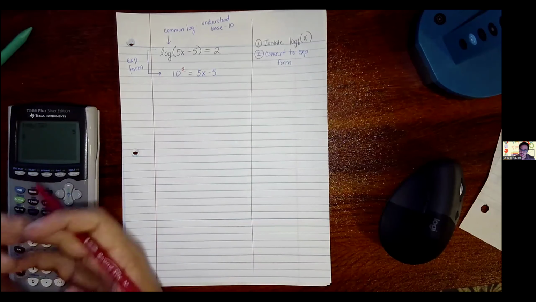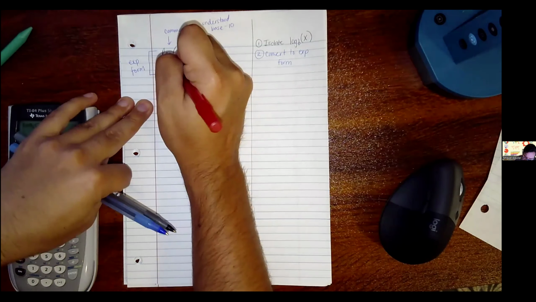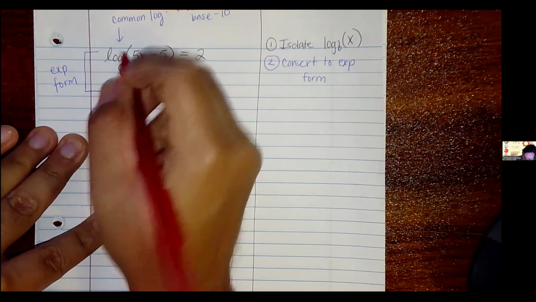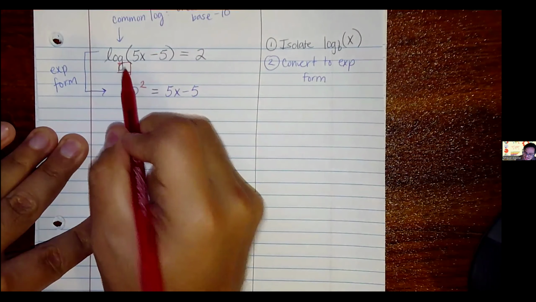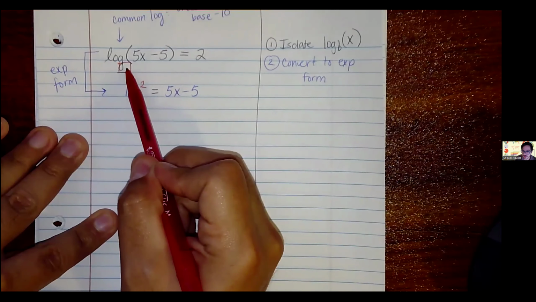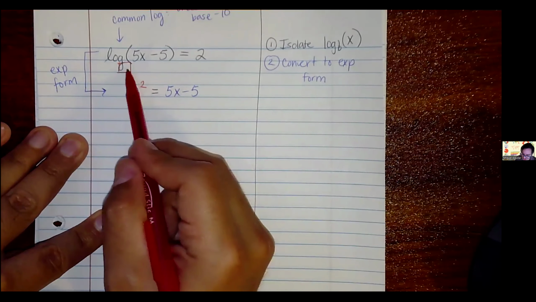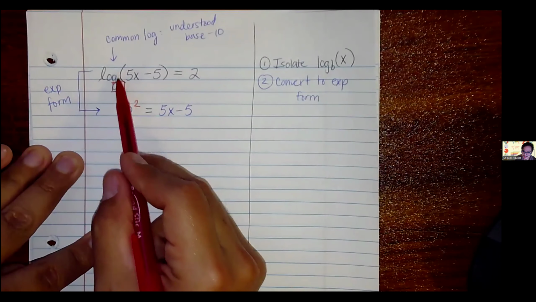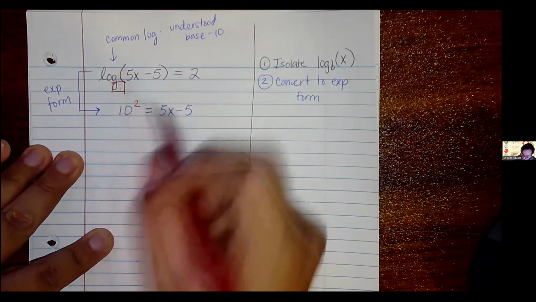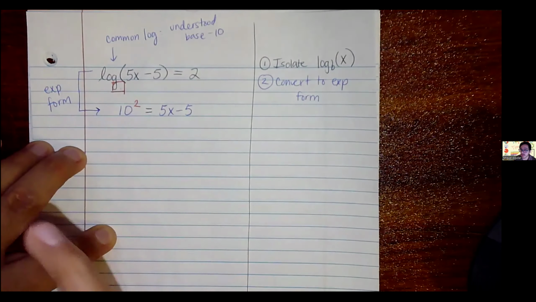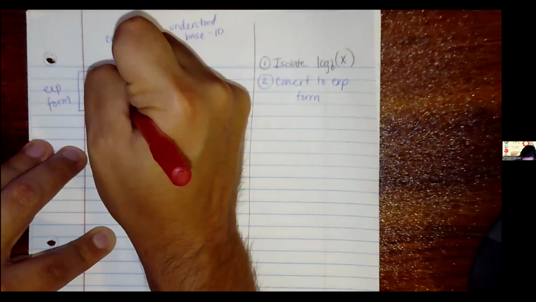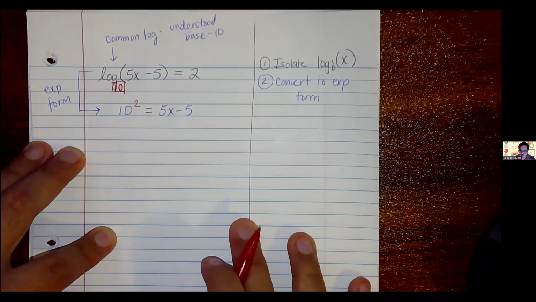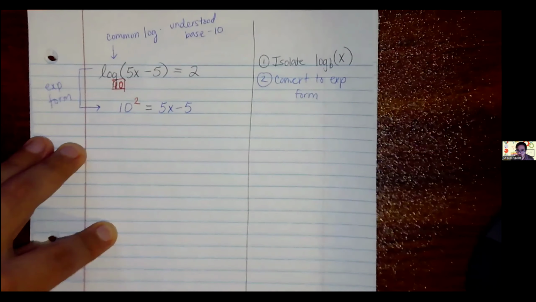Because mathematicians said so. They said if I write a log and I don't put a base here, there should be a number here, but there's not. Then you need to know that that understood number is 10. This is a common log. So if you're working out this problem, as soon as you see a log that doesn't have a base, if you need to, write a 10 there, just to remind yourself that it's a base 10. Makes sense?